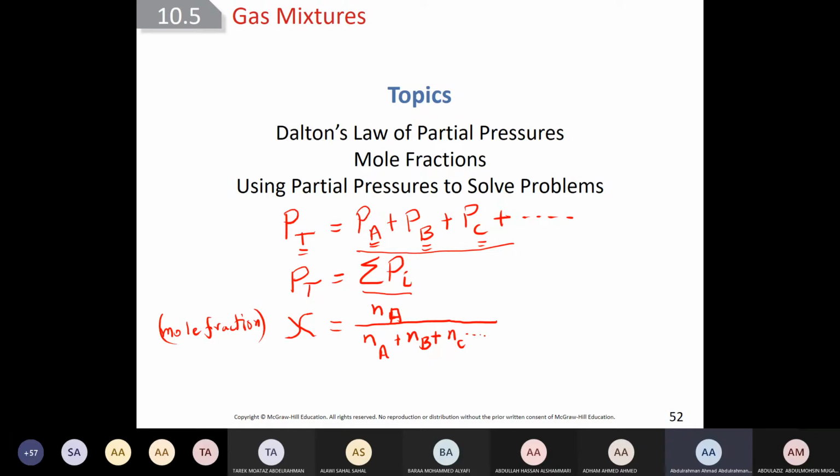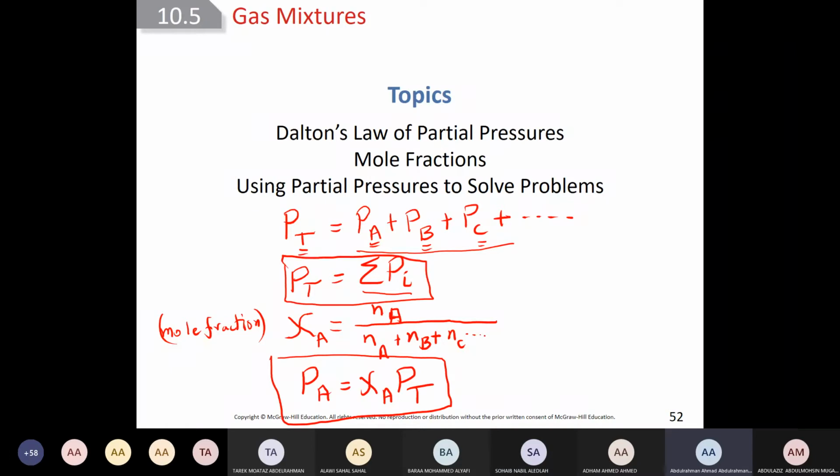That's called mole fraction. If you know mole fraction, what is the Dalton law then? The other way to write Dalton law is to say PA is equal to what? Mole fraction XA times P total. All of these are ways to say Dalton law. This is Dalton law, and this is definitely Dalton law.